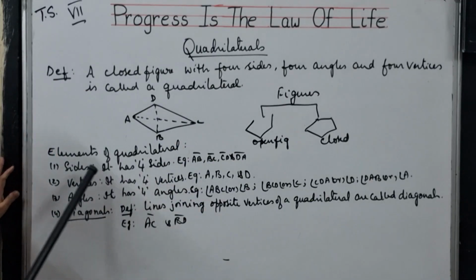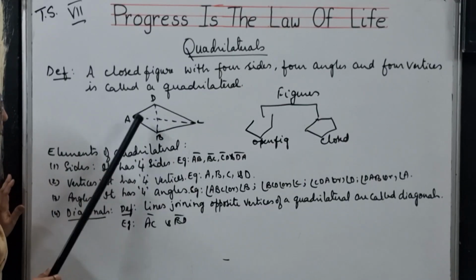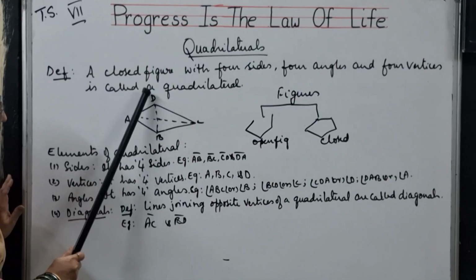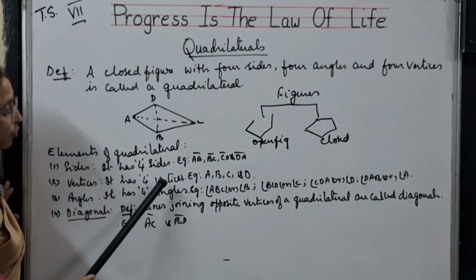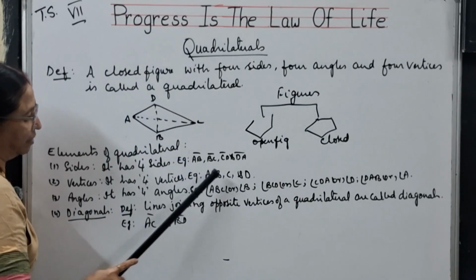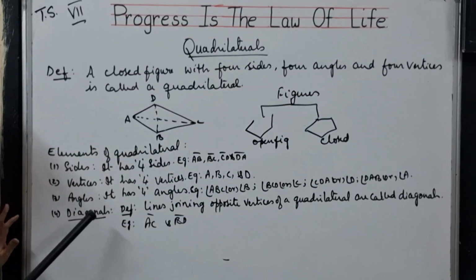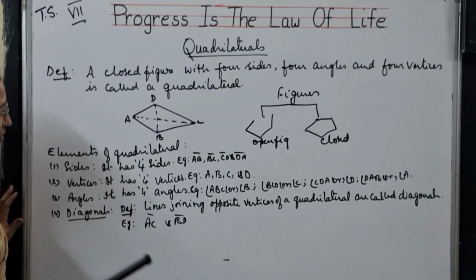Similarly here, it has got sides. How many? It has four sides. So in the example, the four sides are AB, BC, CD and DA. And it has got four vertices. What are the A, B, C, D in the example figure? These are the vertices. So according to the figure and its names, these letters will change.